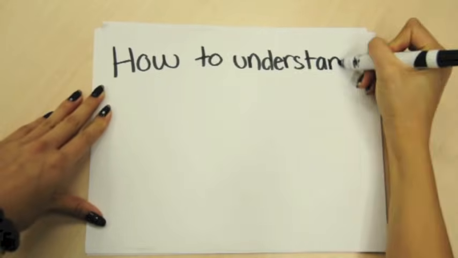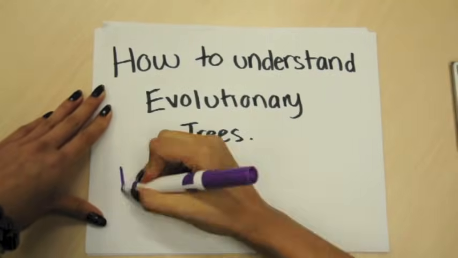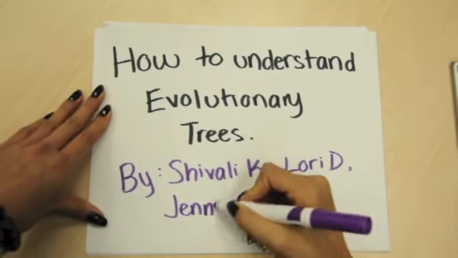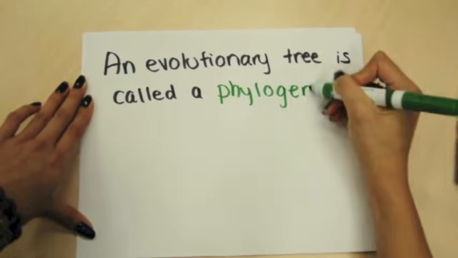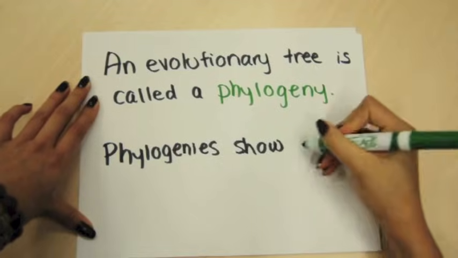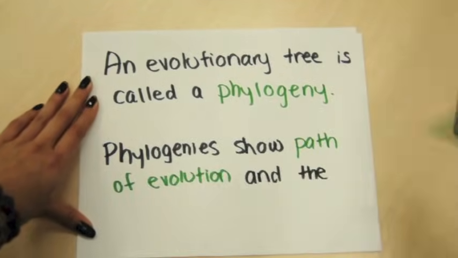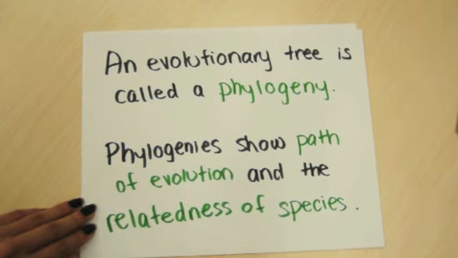Welcome to a video tutorial on how to understand evolutionary trees. An evolutionary tree is called a phylogeny. Phylogenies show paths of evolution and relatedness of species, which makes them helpful because they allow us to understand evolution on a larger scale.